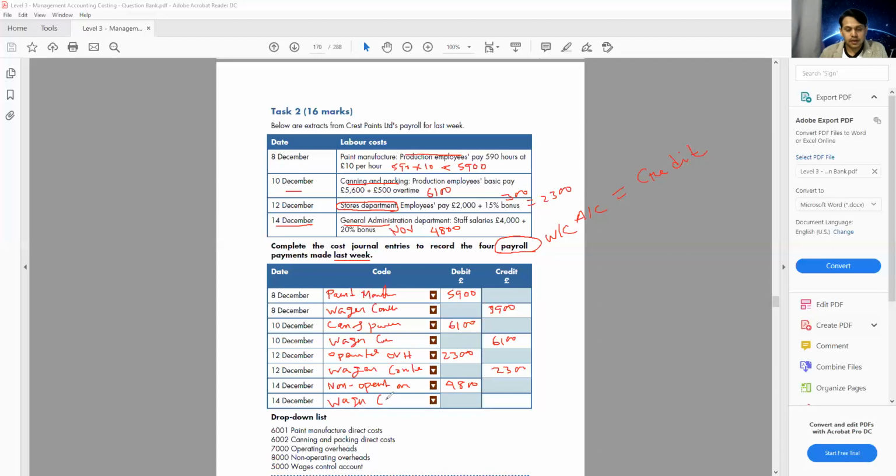Wages control 4,800. That's always credit. So all we need to find out is what is debit, because the wages control is always credit. That's how we can complete our payroll cost journal for all these departments, for all these cost types. This question normally doesn't come in the exam, but if it has come, you'll be lucky. All you need to find out is what is debit, and you know what is credit. Well, let's move to the next question.